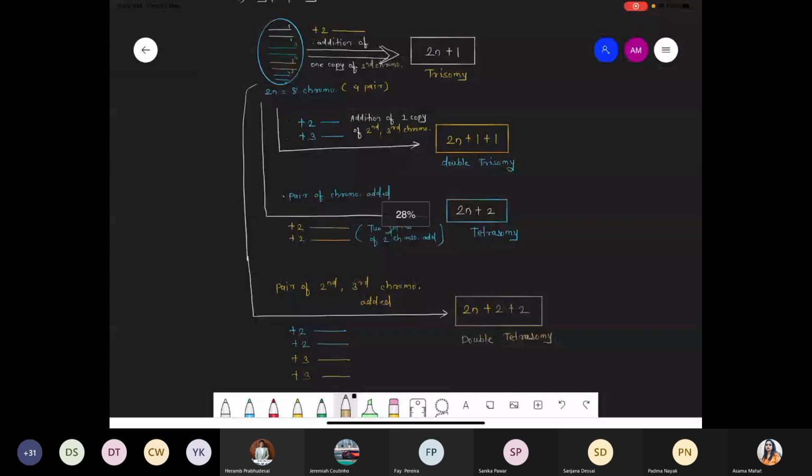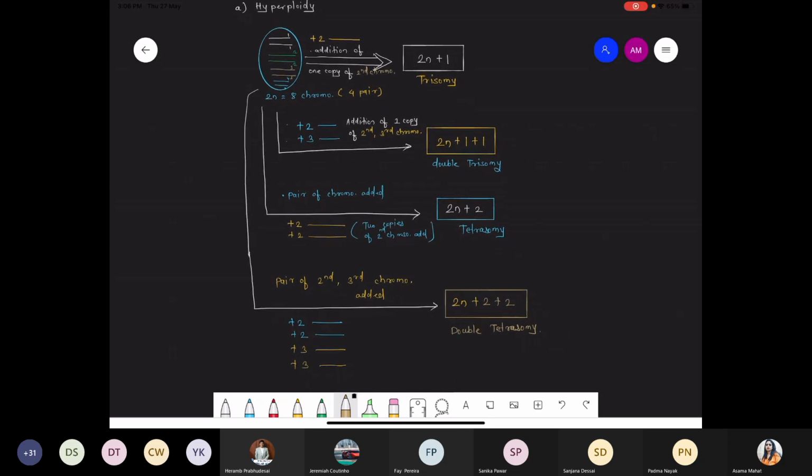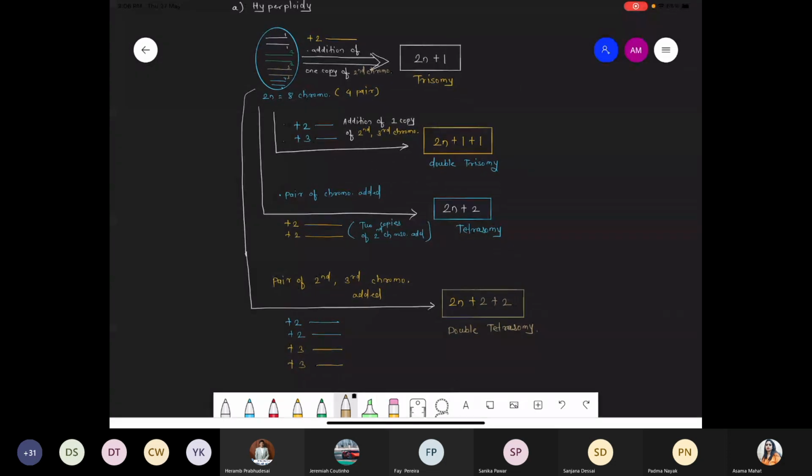So do you understand? Trisomy is 2n plus 1. Double trisomy is 2n plus 1 plus 1. Tetrasomy is 2n plus 2. Double tetrasomy is 2n plus 2 plus 2. Any doubt from hyperploidy? Because we have to discuss some disorders present in humans.